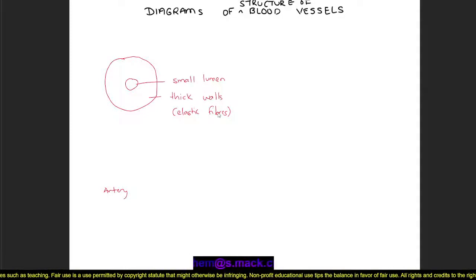Remember, when the left ventricle contracts, it will squeeze blood out of the aorta, so there is a rush of oxygenated blood which flows out of the arteries, and the arteries must be able to withstand this high blood pressure. As such, an artery has thick walls. Let's compare the artery to a vein.